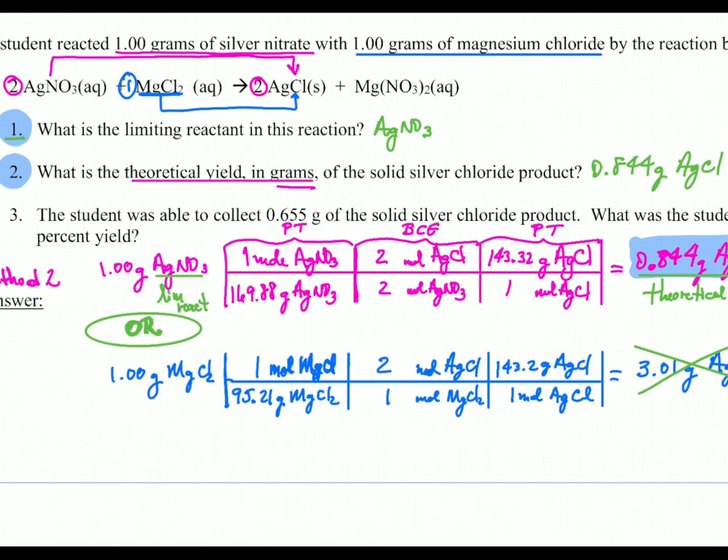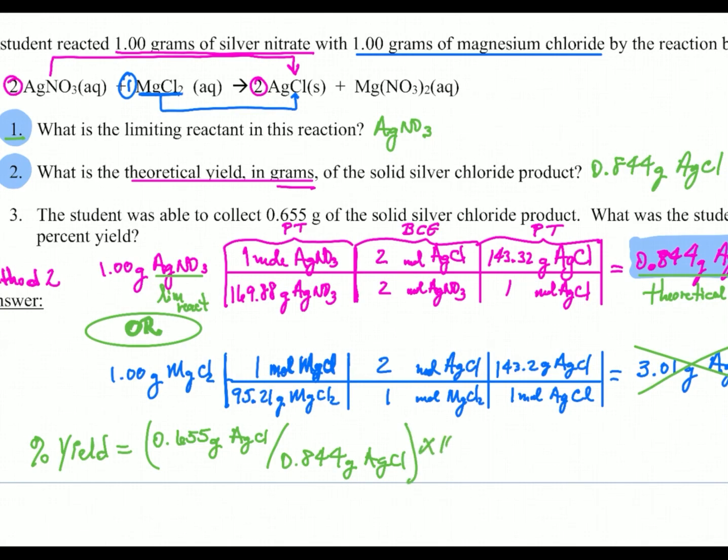So the last thing it says, if a student managed to make, and what's percent yield? So if a student managed to collect 0.655 grams of AgCl, and their theoretical you calculated was 0.844 grams of AgCl should be collected. Multiply that times 100 to make it percent, and you plug and chug through that math, and you will get 77.6%.